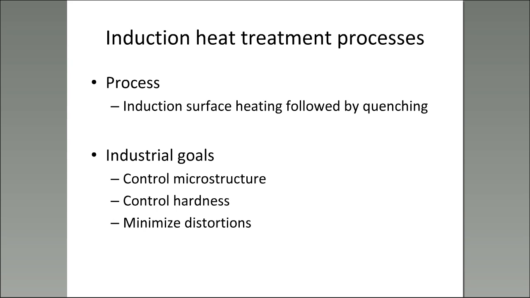If we speak about induction heat treatment processes, in those processes you have induction surface heating, at quite a high frequency, which is then followed by quenching, either with water or oil. In those cases, the main goals are to try to control the microstructure, to control the hardness. It can be also to try to minimize distortions, especially as parts are getting thinner and thinner, to try to reduce their weight, and so increasingly you have problems of distortions which appear when you use induction heat treatment.